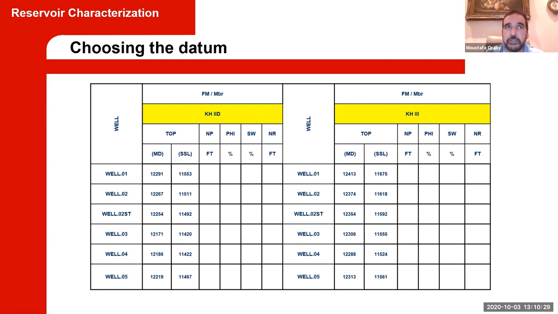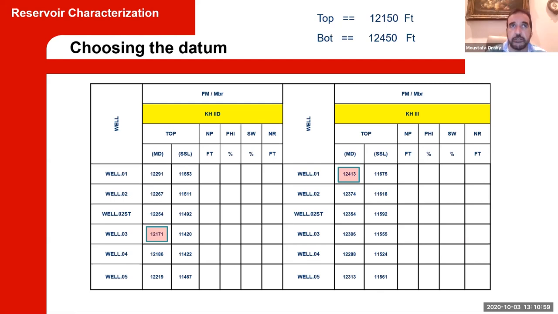So, 12171 is the shallowest top of all, so I will hang my wells on 12171. And the deepest bottom of all is 12413, so I will hang my bottom to 12450. So now I'm just putting the top and the bottom of my hanging, and everything has to be on TVD. In this case, I don't need to worry about it, because all the wells are vertical. So that's good news. All right.